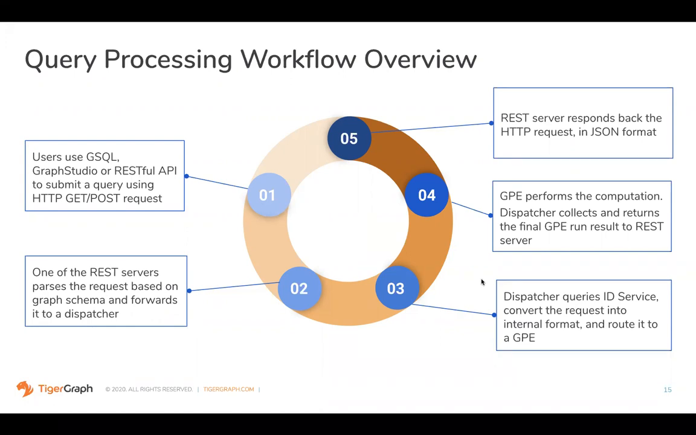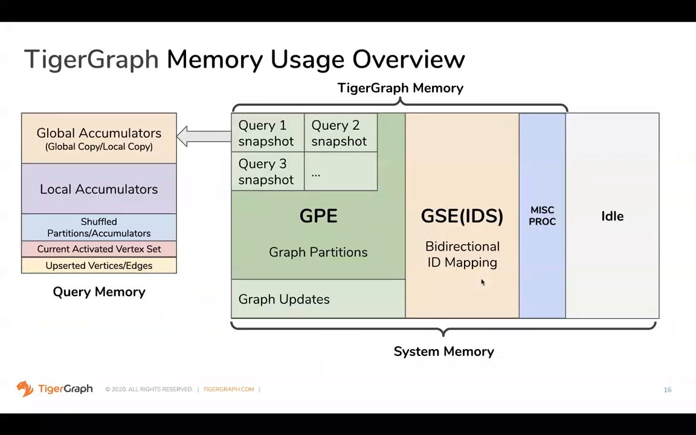Now, before I go further into the details about the query processing, I wanted to spend a few minutes on how the memory is used itself, because memory is so vital to how TigerGraph performs. The reason why it's also important is because the way you optimize the memory usage helps the query performance. If more memory is available to the system, there's more opportunity to speed up the performance.